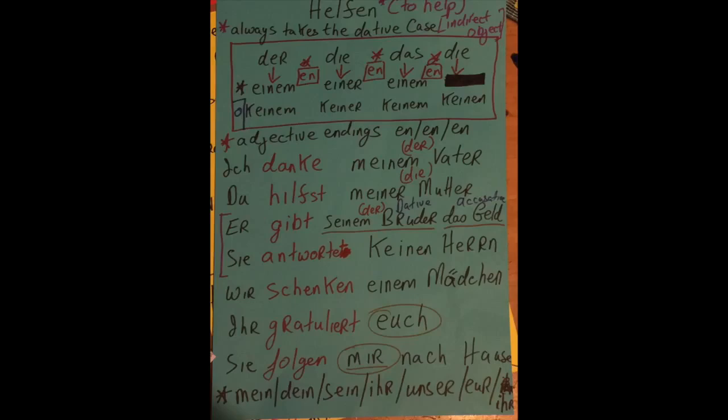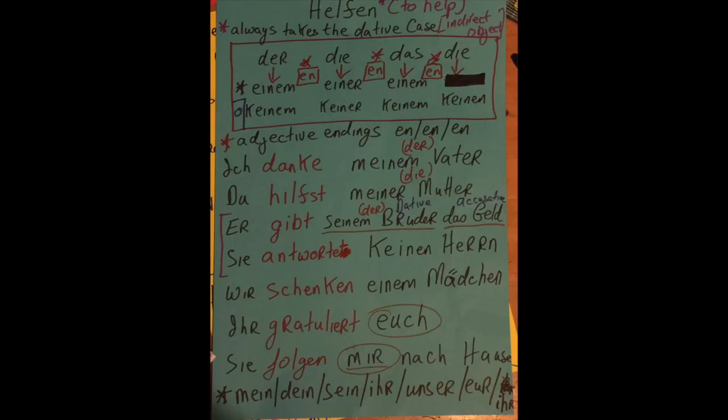But let's continue. "Sie antwortet." "Antworten," the answer, "antwortet." So she answers. She is the nominative, "antworten" the verb. So there's no direct object here, because it's simply she answers nobody. She answers no men. She doesn't answer. She's not answerable to any man.